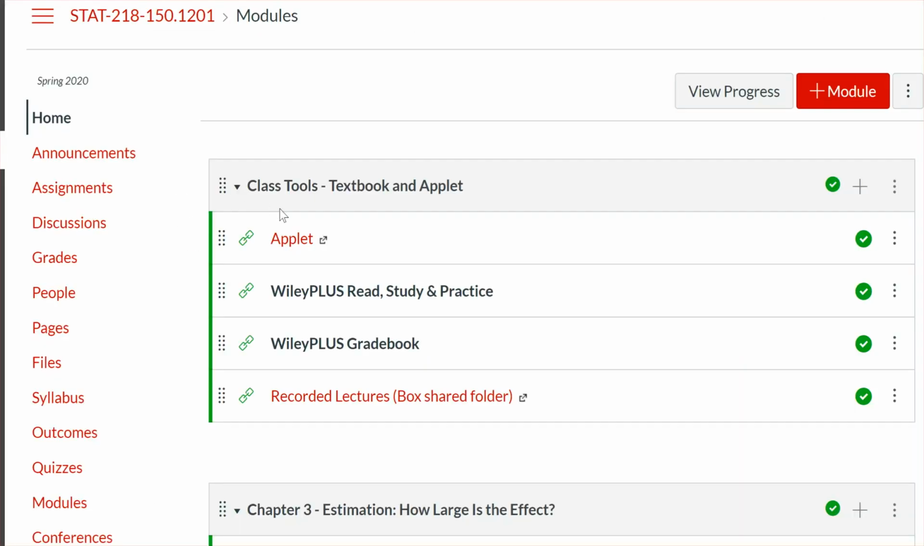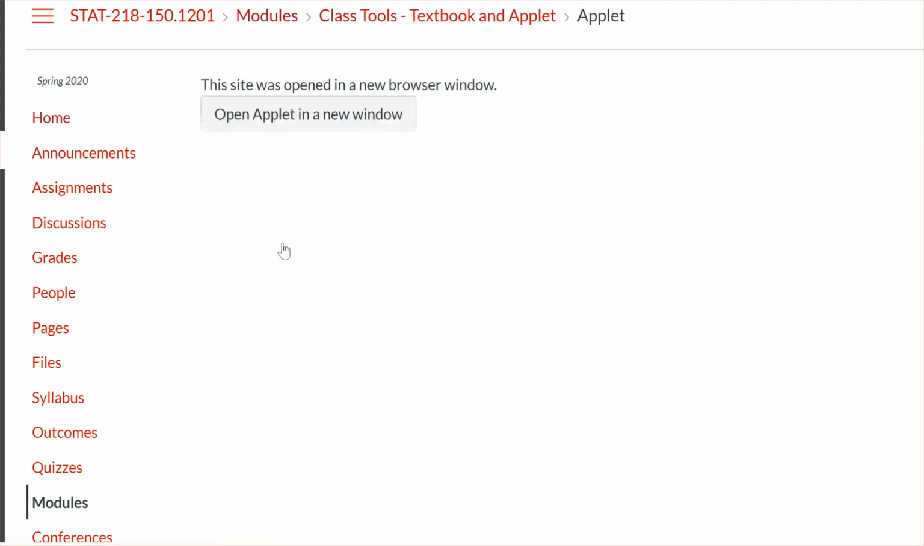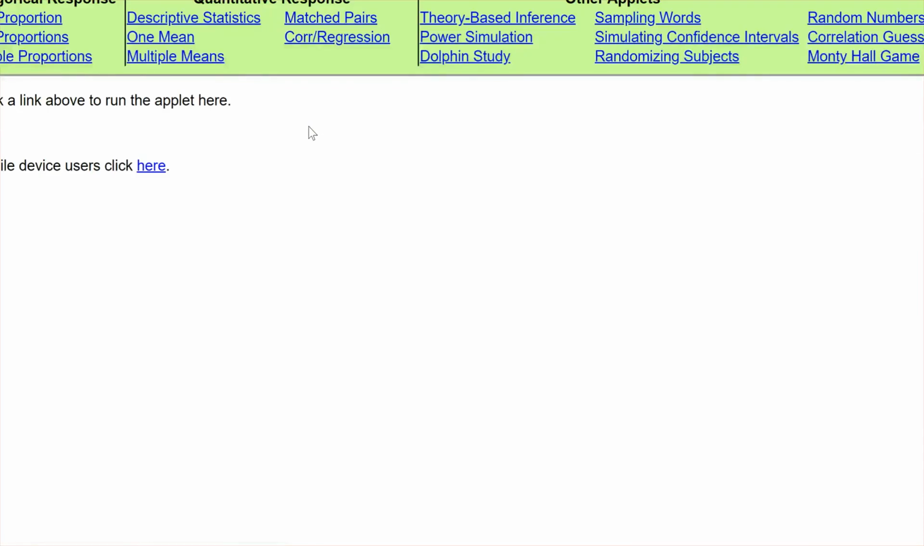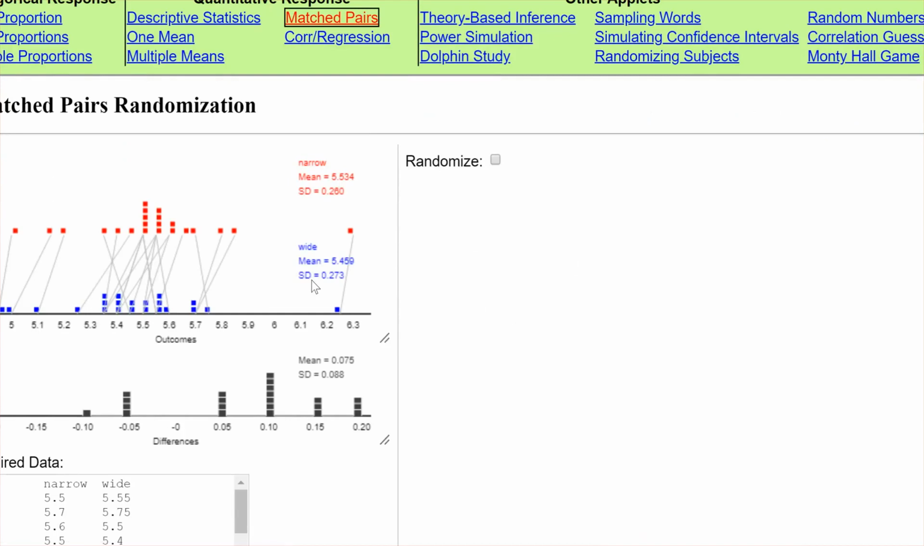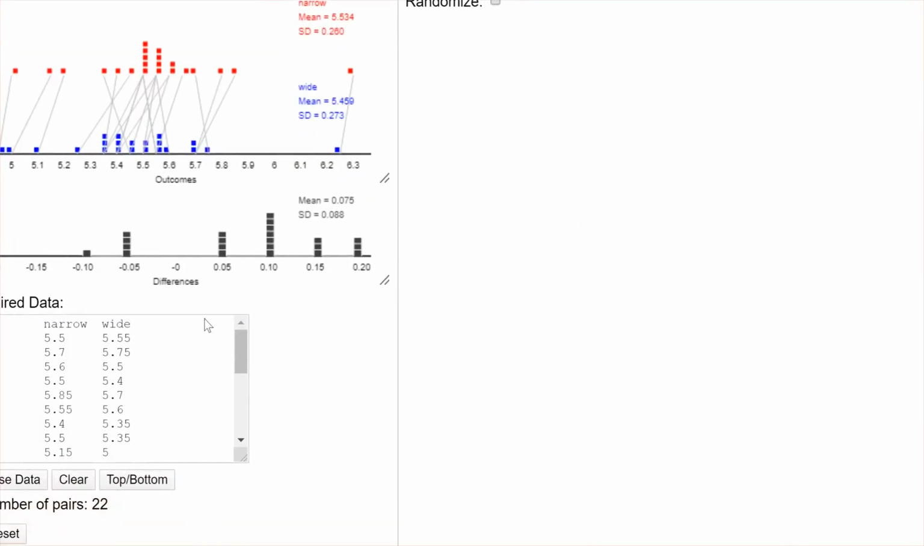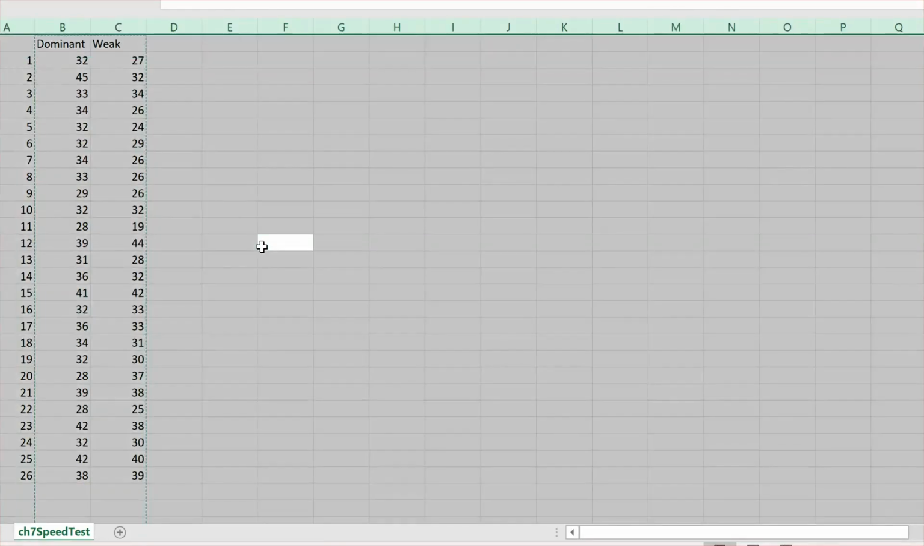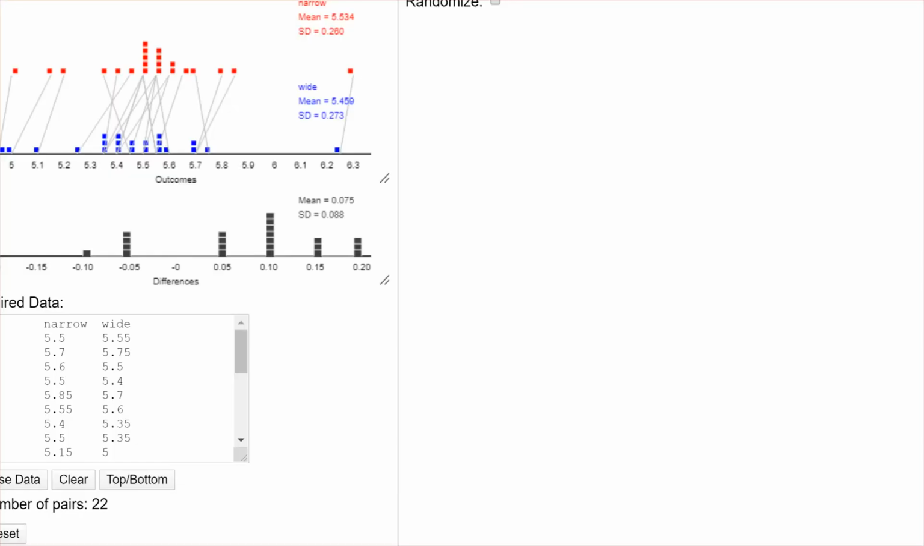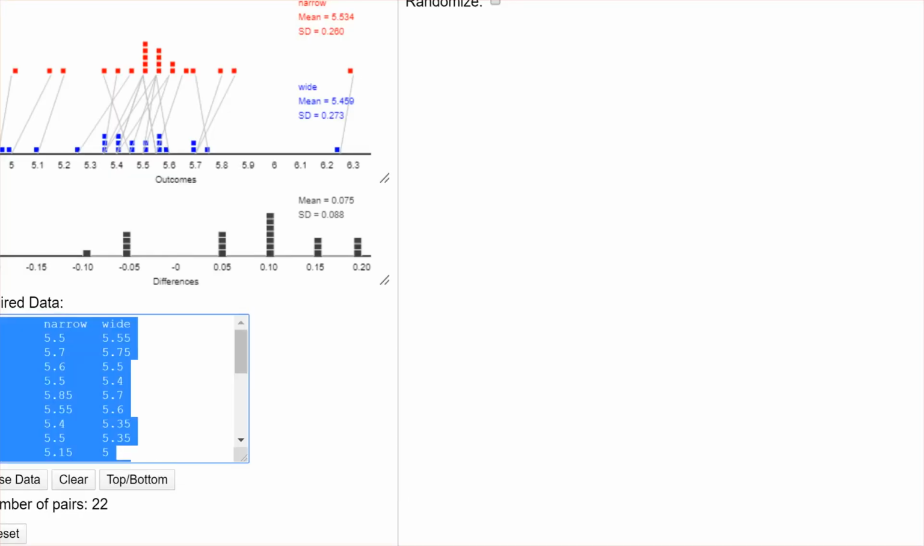I will go to Canvas, open up my applet, then on the top bar you'll see the Match Pairs tool. I'll click on it. The first step I need to do is copy the whole thing and paste it all into this text box.